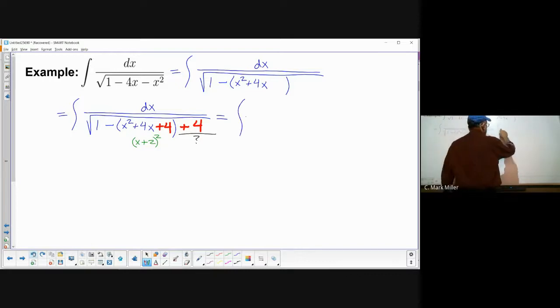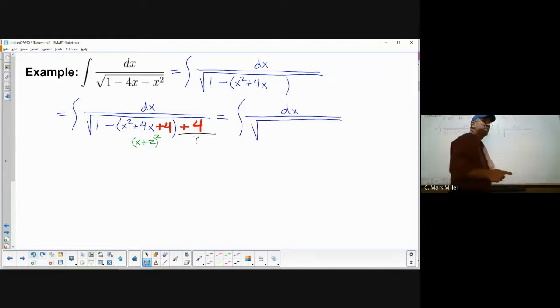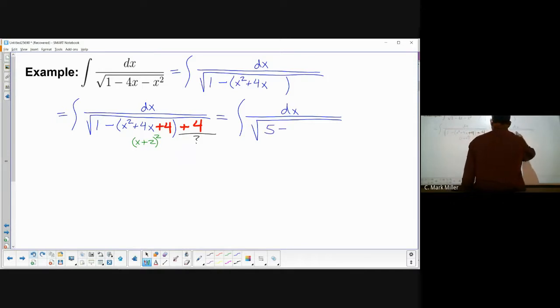Integral dx over the square root of 5 minus (x plus 2) squared.